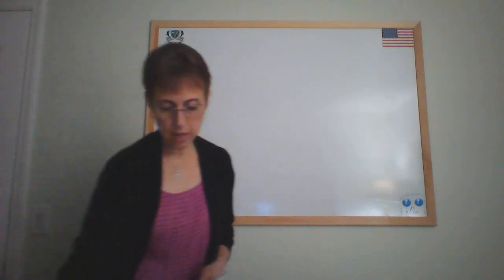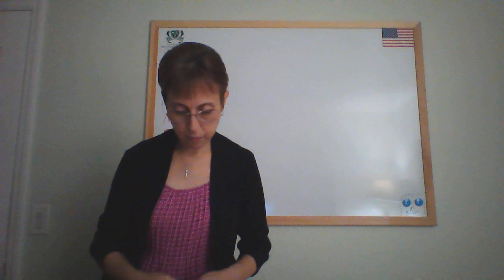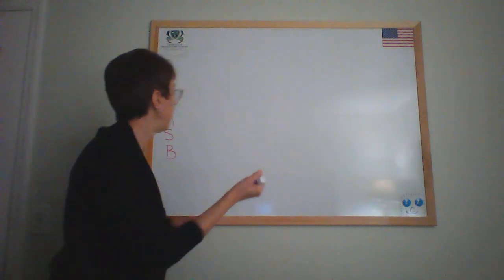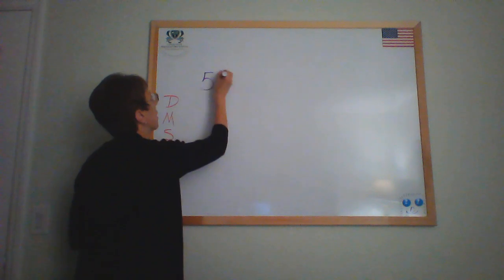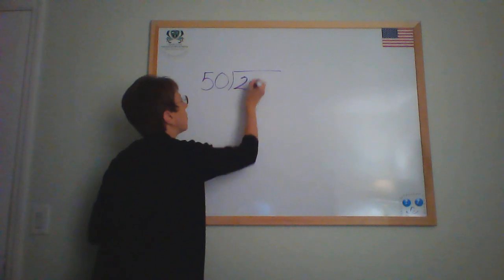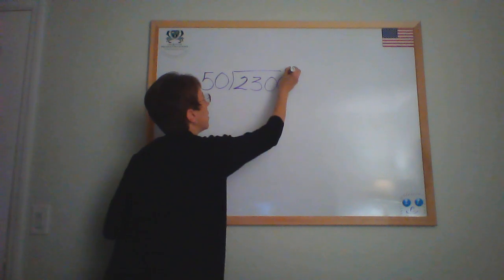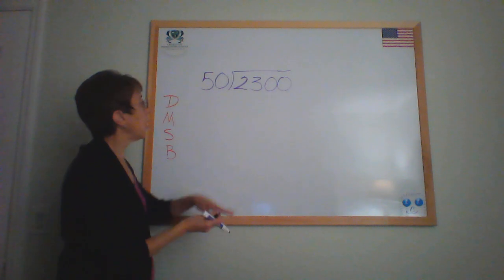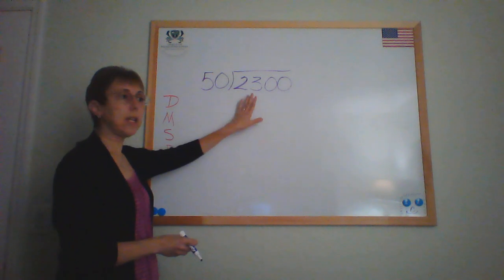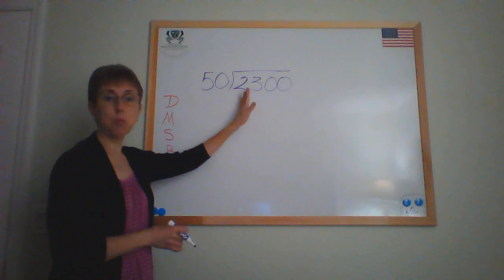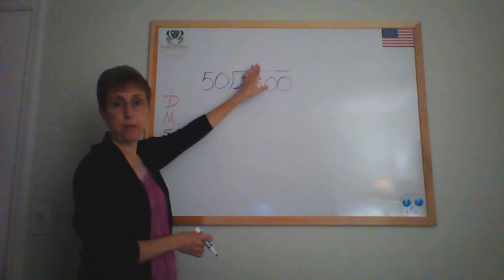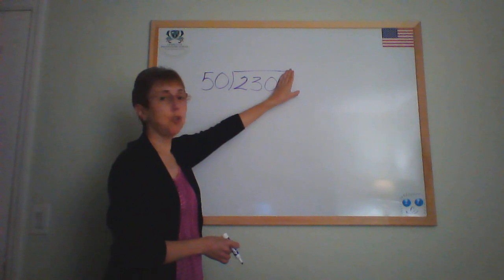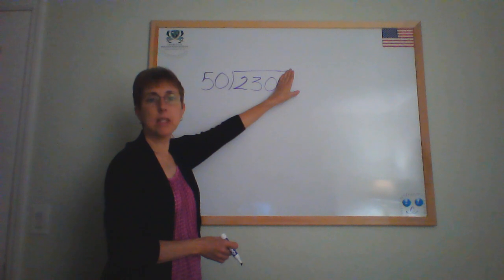Okay, so let's see what we have. Let's try 2,300 divided by 50. So we look to see what can we do. What smaller division problem can we do? 2 divided by 50? No. 23 divided by 50? No. 230 divided by 50? Yes, that we can do.